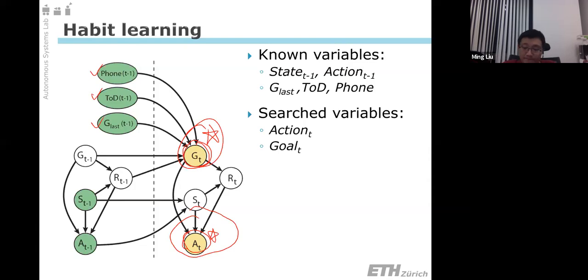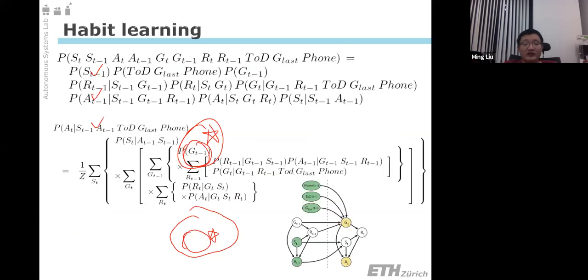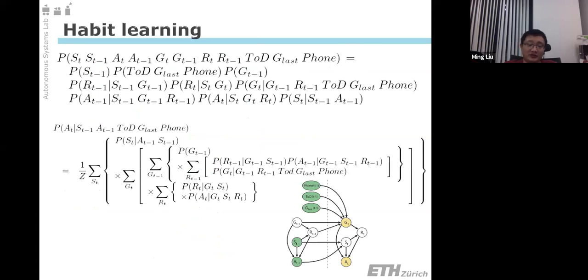Okay. And then by adding these variables, now you have an even more complete model. So not much of a big difference.